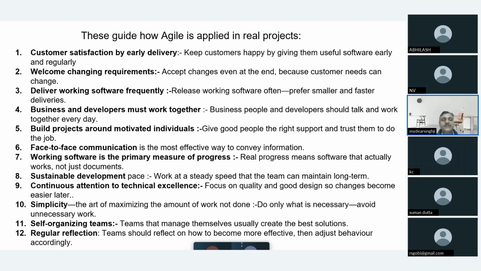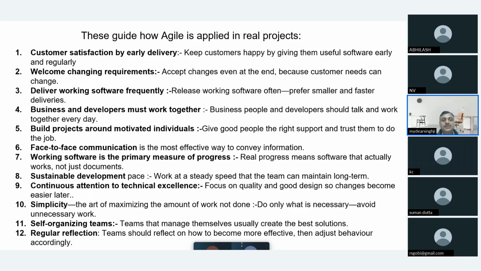Next is sustainable development. Sustainable development means working at a steady speed that the team can maintain long term. Steady speed means some pace should be there. If I'm going with Scrum, we know what my velocity is and how we are going to comfortably achieve this velocity every week or every 2 weeks. So sustainable development should be there. It should not go too high or too low. It should be constant development.